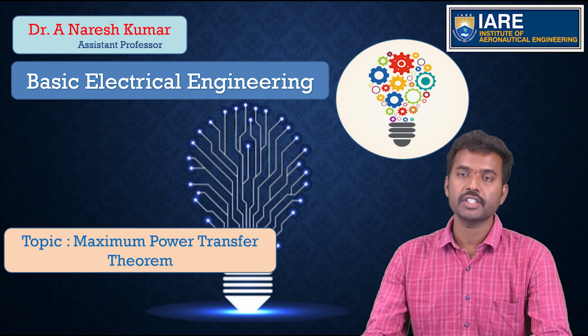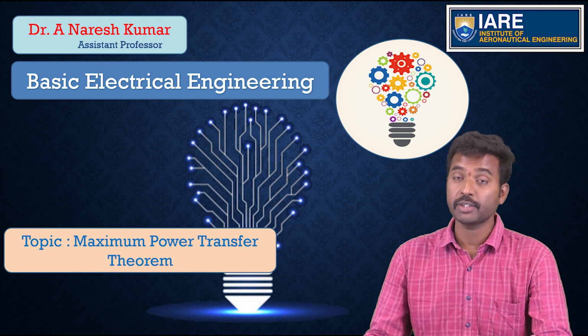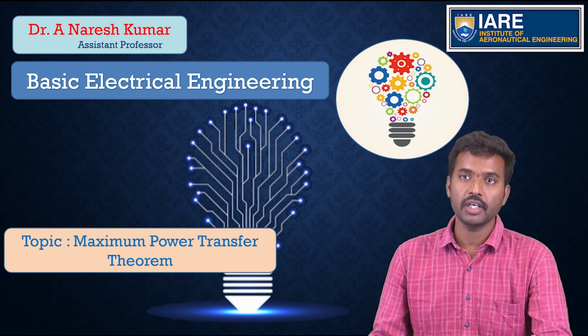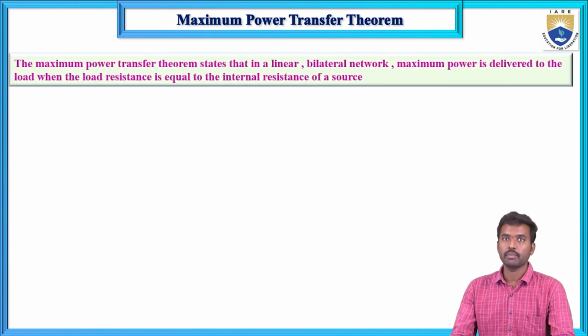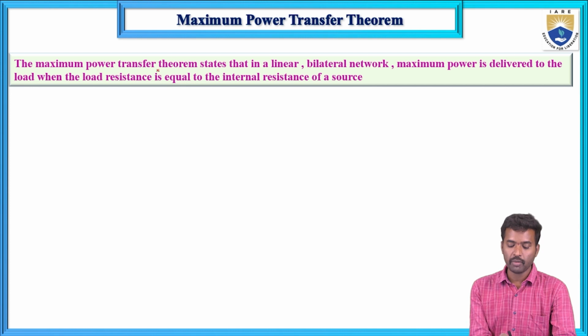Today we are going to have a discussion on the maximum power transfer theorem, its maximum power derivation, and related problems. Now, what is the statement? When load resistance equals source resistance, then maximum power is transferred to the load in a linear bilateral network. That is the theorem statement. The maximum power transfer theorem states that in a linear bilateral network, maximum power is delivered to the load when load resistance equals source resistance, that means the internal resistance of the source.